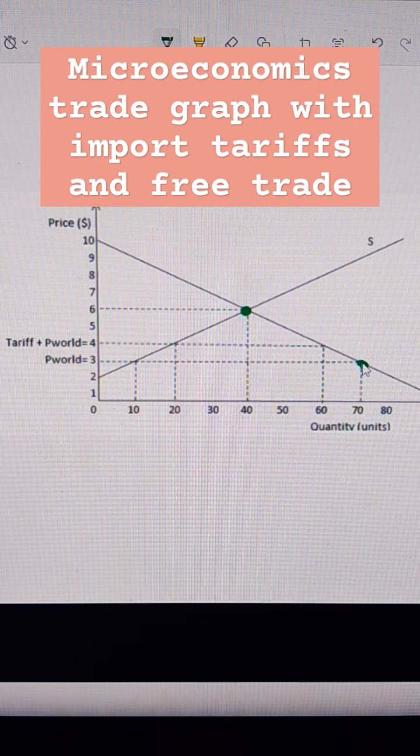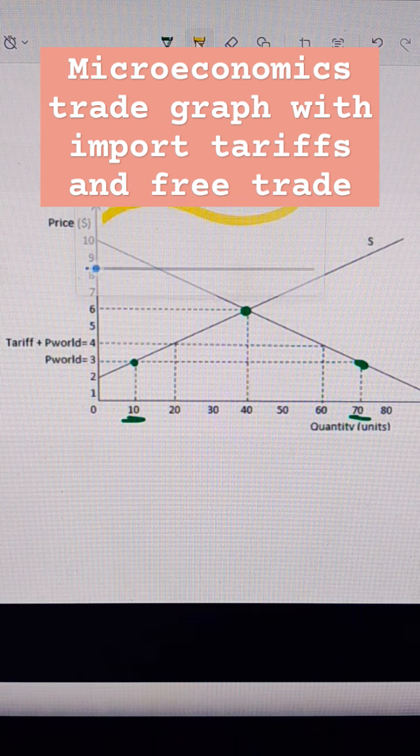So consumers, you follow that out to the demand curve. Consumers are going to buy a total of 70 units under free trade. Back that over here, they're going to buy 10 units domestically. The difference between those two is the number of imports. So under free trade, they're going to import 60 units.